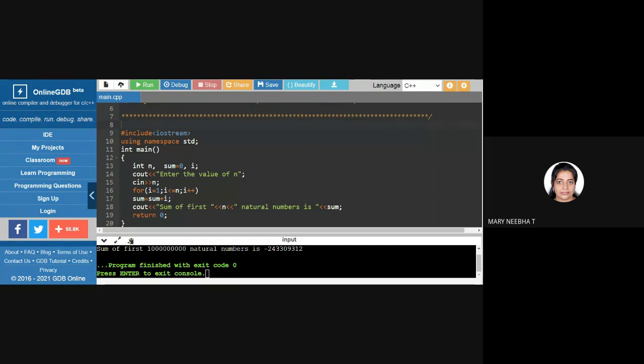Are you getting it, students? Just say yes or no. And the answer is wrong, right? The answer you are getting for the sum of natural numbers. Yes, no. One second.